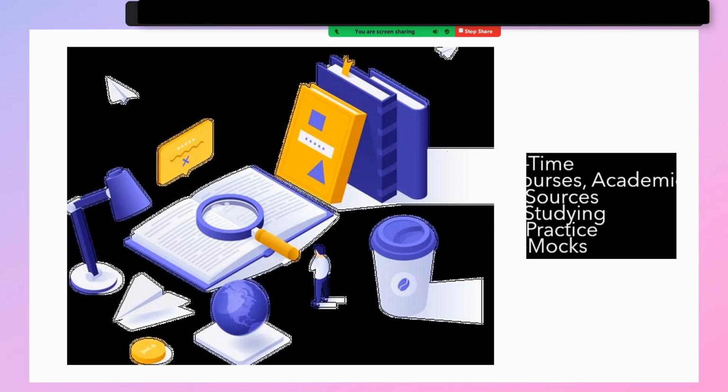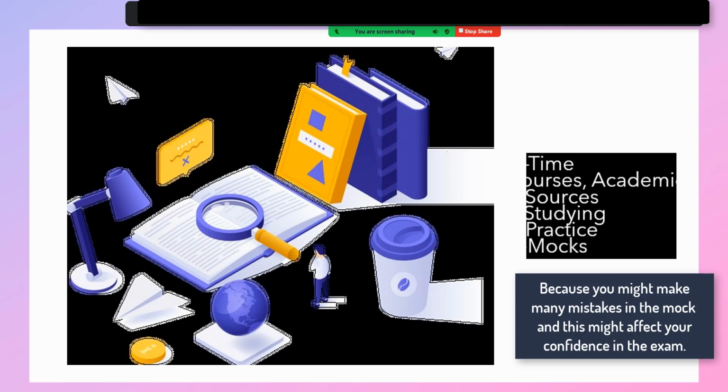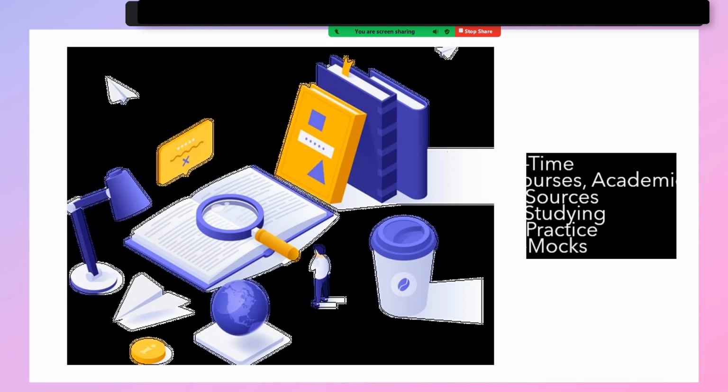Maybe, if you can afford, you can take 3 or 4 mocks. Let's say 2 months, and then 1 month, and then 2 weeks before your exam. Don't take any mock if your exam is less than 2 weeks. Please avoid doing this. Don't take any mock if your exam is less than 2 weeks. All right? Okay, this is in terms of the preparation.